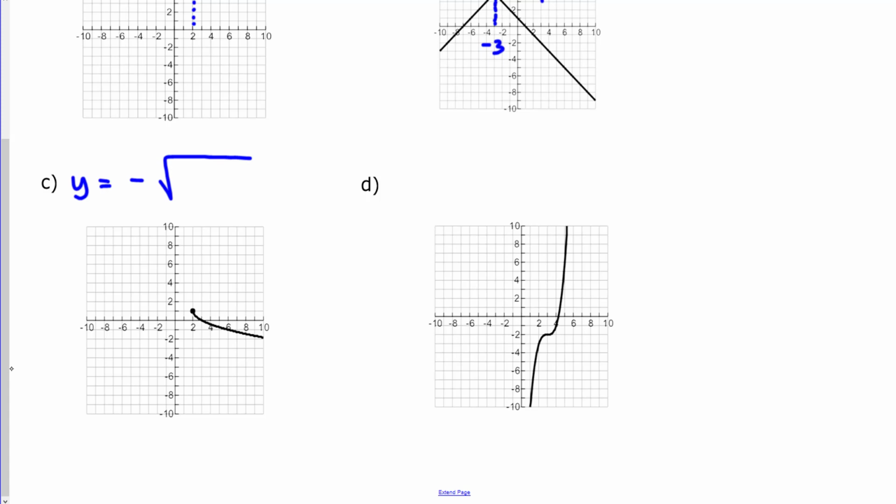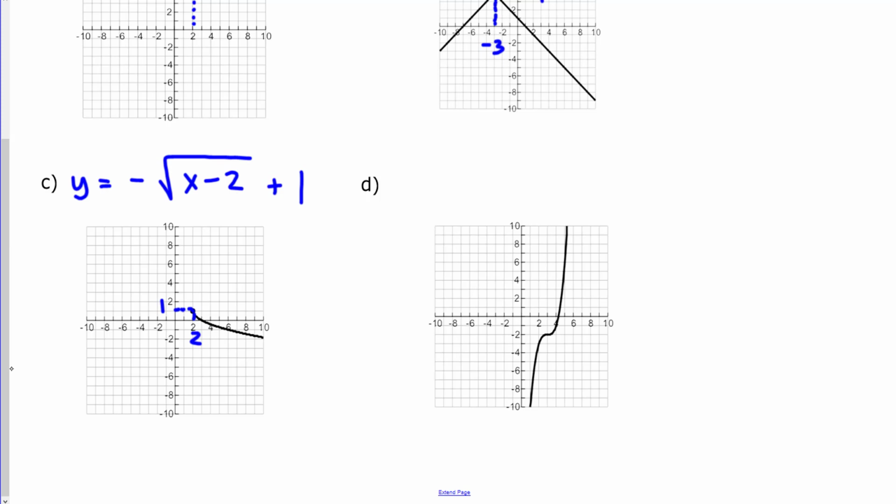Also, it's shifted over to the right 2 units and up 1 unit. To shift it up 1 unit, I do a plus 1 on the outside of the radical, and to shift it to the right 2 units, I do x minus 2 on the inside of the radical.